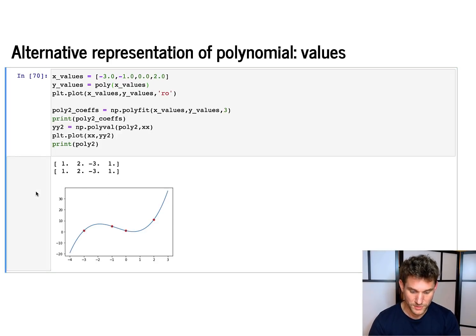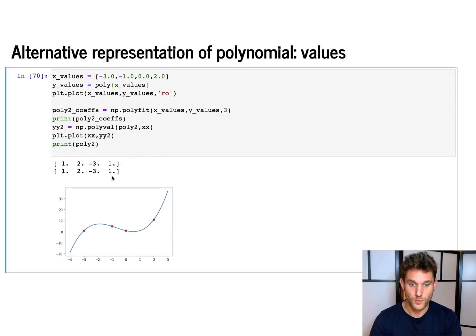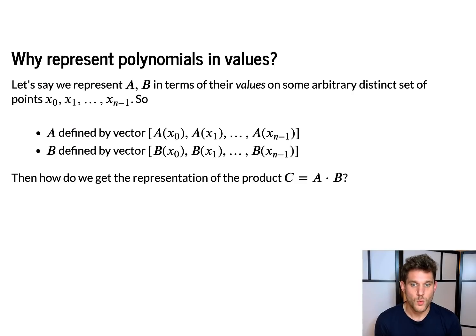Here is the coefficient representation, right? There's 4 coefficients, or I can represent it in terms of these 4 values. And I guess I didn't print out the values, but I can do that. Y values, right? So here are these values that I'm using. Okay, good. Why represent polynomials in terms of their values?